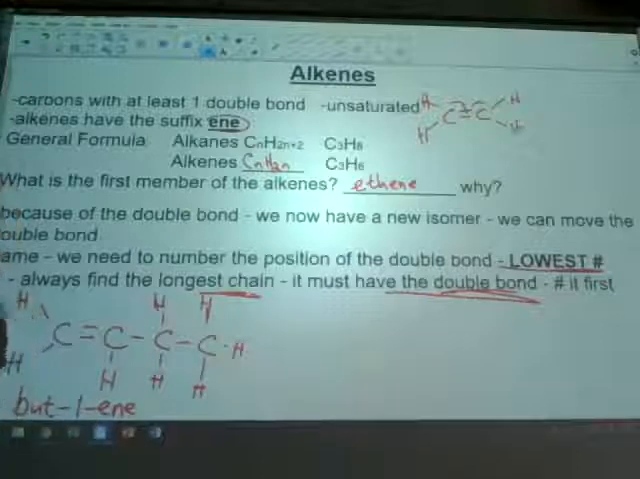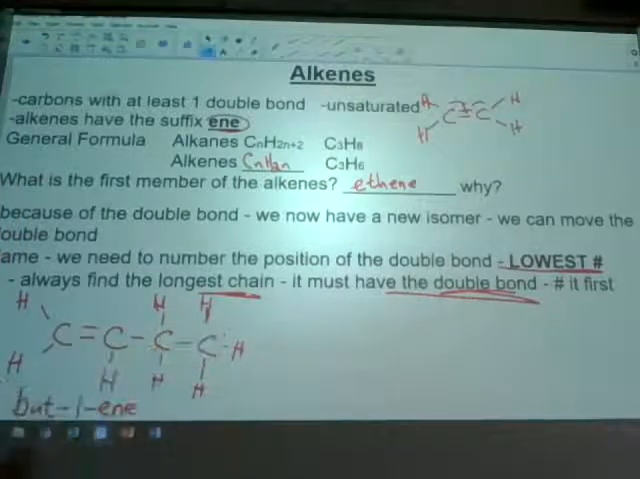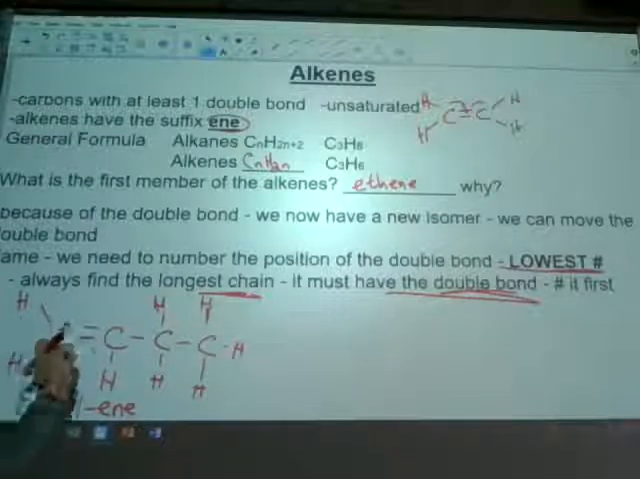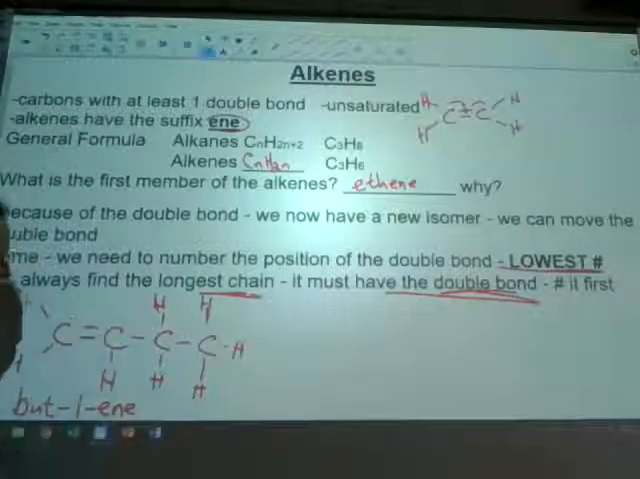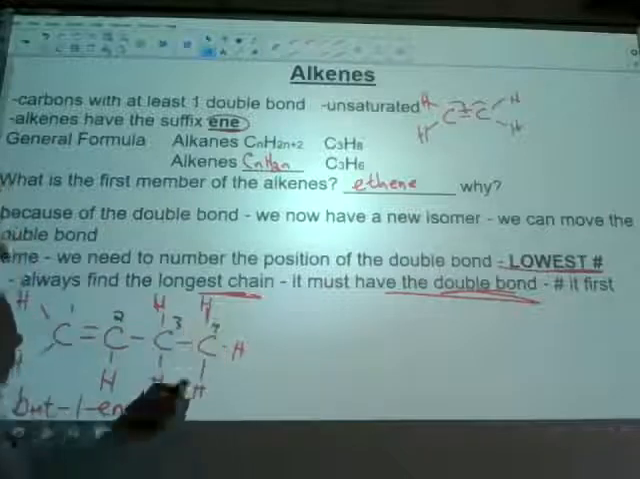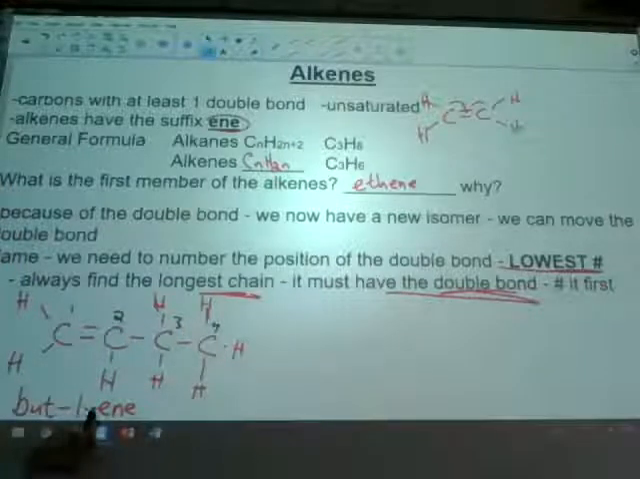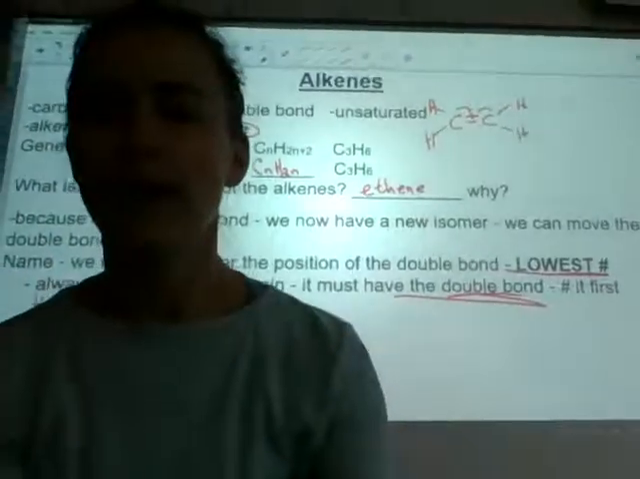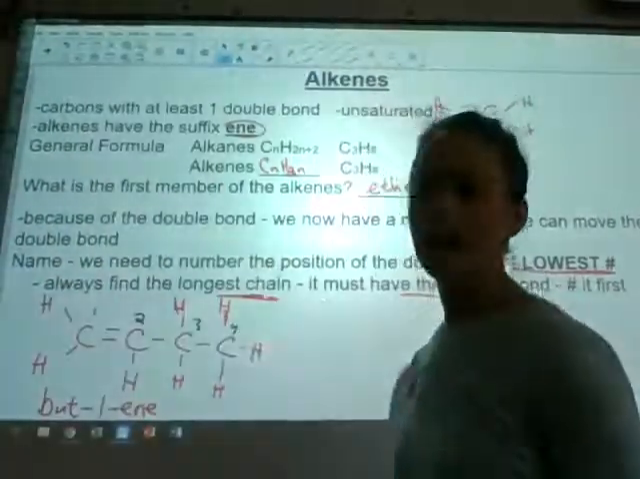Okay, so but, 1, 2, 3, 4 carbons. The 1 represents the lowest number of the carbon that the double bond touches. So we have 1, 2, 3, and 4. So this is where the 1 comes from. And then we have ene because it's an alkene. Okay, so that's why we label it as such.